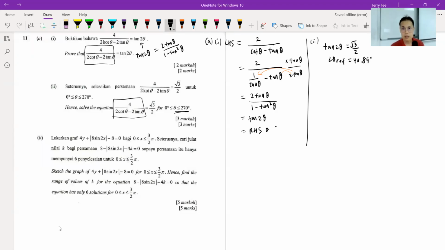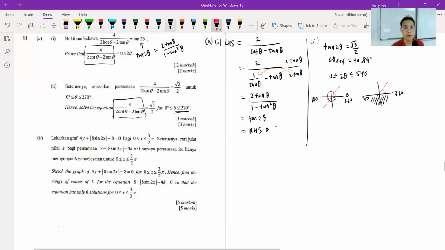But take note that theta is between 0 to 270. 2 theta will be between 0 to 540. So we know we have to do one cycle, 0, 180, 360, and then follow on by 360 to 540. Basically 1.5 cycle. Now, this tangent is positive. Tangent is positive in quadrant number 1 and number 3, and in the second cycle, quadrant 1.